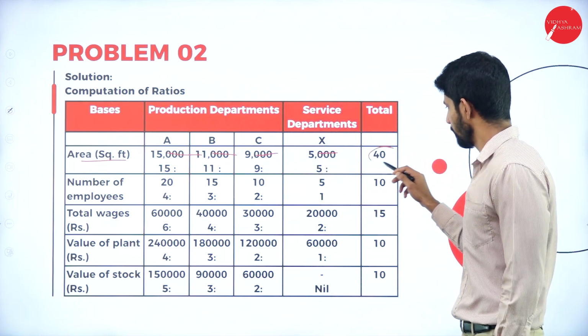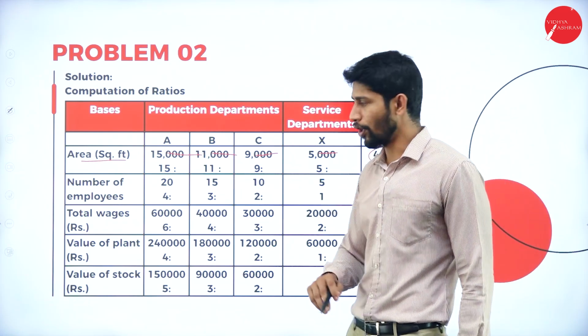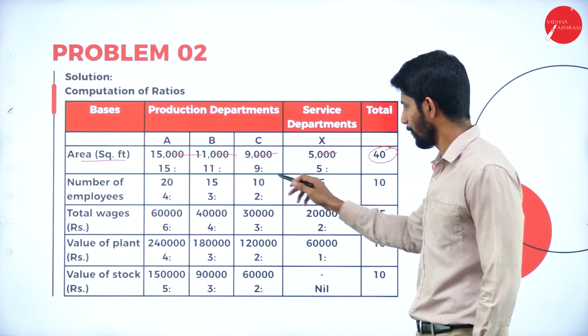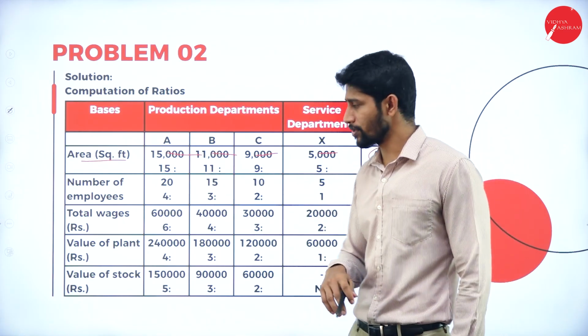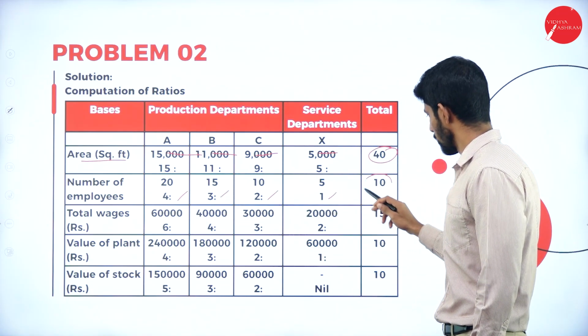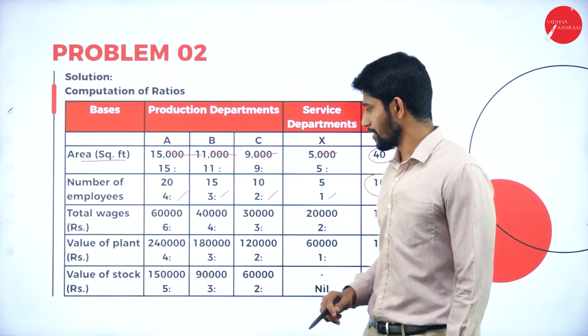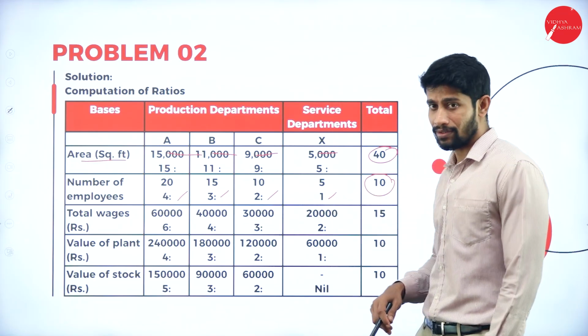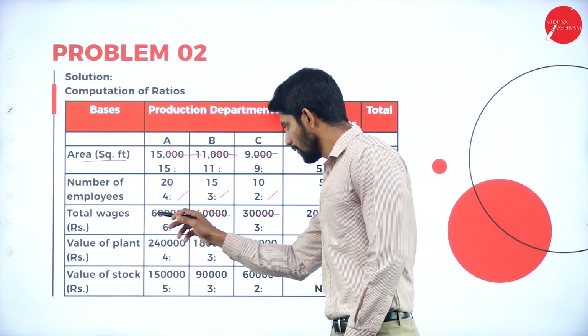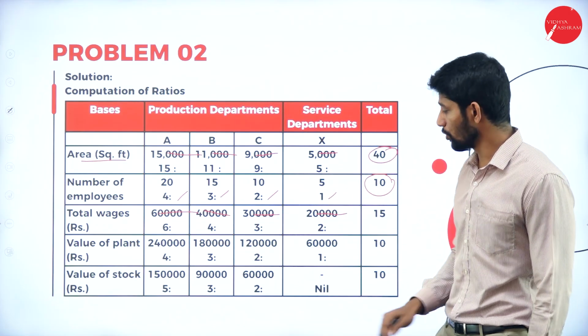Total is 40. Next, number of employees: 20, 15, 10 and 5. So 5 ones are 5, 5 twos are 10, 5 threes are 15, 5 fours are 20. So 4 is to 3 is to 2 is to 1. Total 10. Total wages: 60,000, 40,000, 30,000, 20,000. 4 zeros are common, cancel 4 zeros. So 6 is to 4 is to 3 is to 2.